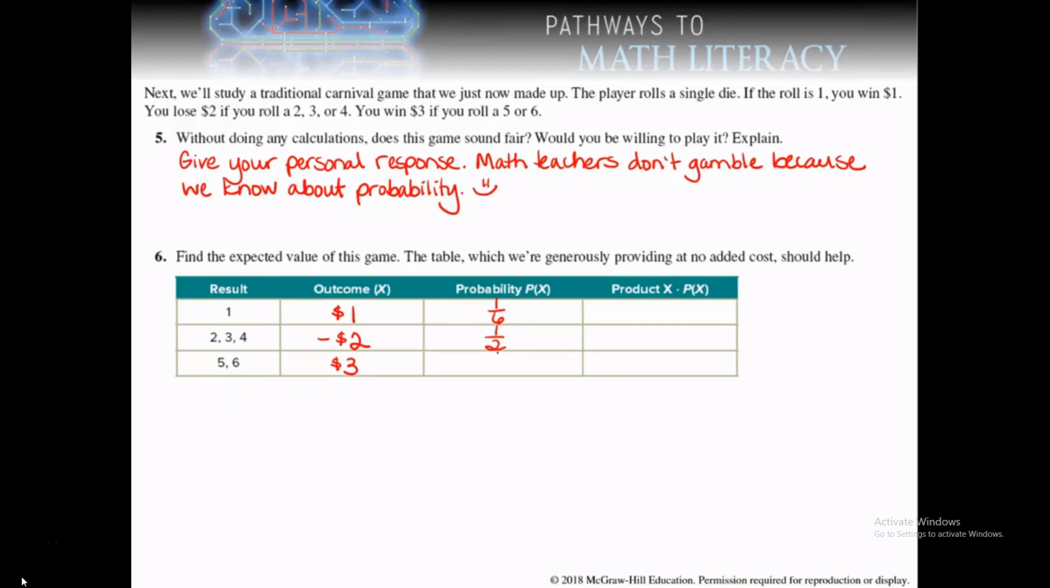Now we need to multiply each win or loss by its probability to fill in the final column. $1 times 1/6 gives us 1/6, but since we're working with money, let's round that to 2 decimal places. So that would be 17 cents. Negative $2 times 1/2 gives us negative $1. And $3 times 1/3 gives us positive $1. So to find the expected value, we need to add all of those up, and that comes out to 17 cents.